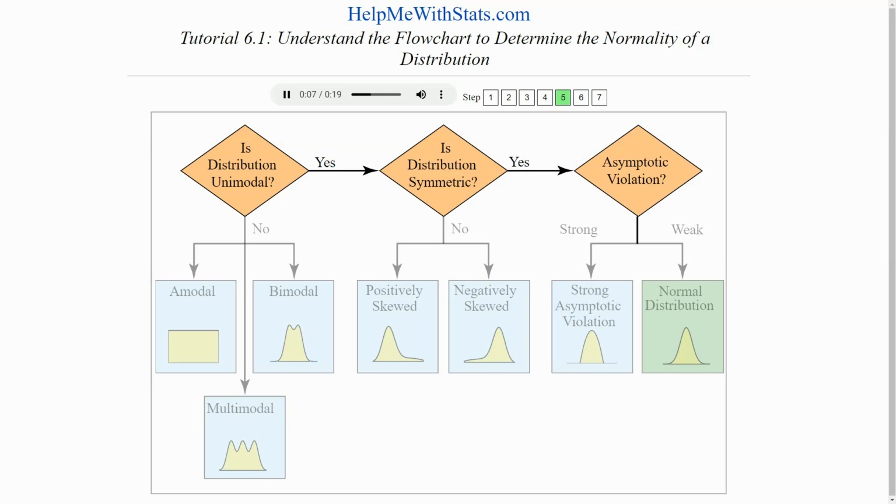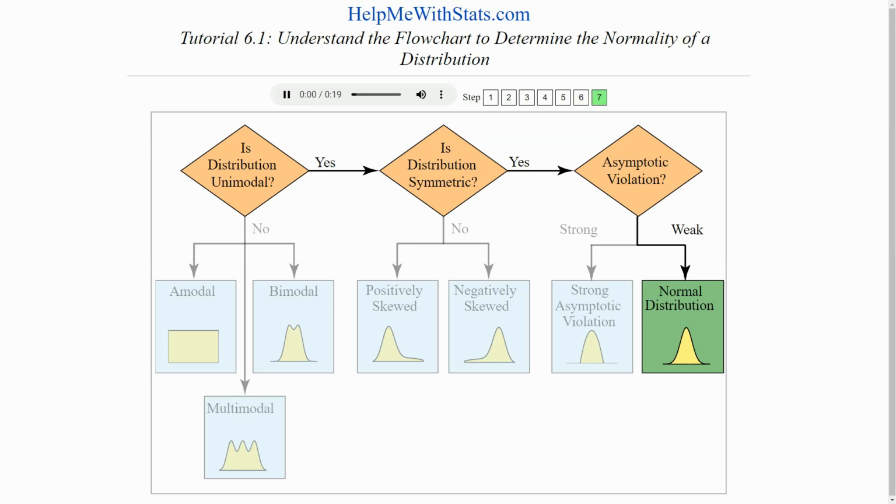Remember that almost all distributions have some violation of asymptoticness. We are looking for a strong violation, which means that the tails don't extend past 4 standard deviations. If the tails end abruptly, then there is a strong violation of asymptoticness. A distribution which is not asymptotic is not a normal distribution.